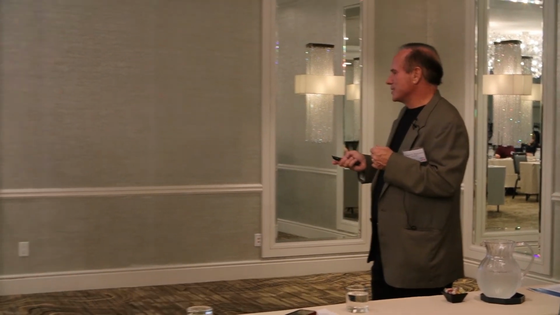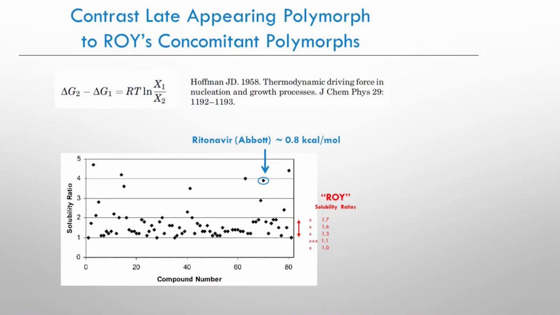What was interesting, though, is that in this study that Sarah June had done, it was one of the ones at the extreme of differences in solubility ratio, and if you calculated, it was about 0.8 kcal per mole. Theoretically, with polymorphs, they say that polymorphs will fall within 1 kcal per mole of one another. But the reality is most of them fall within 0.33 kcal per mole.